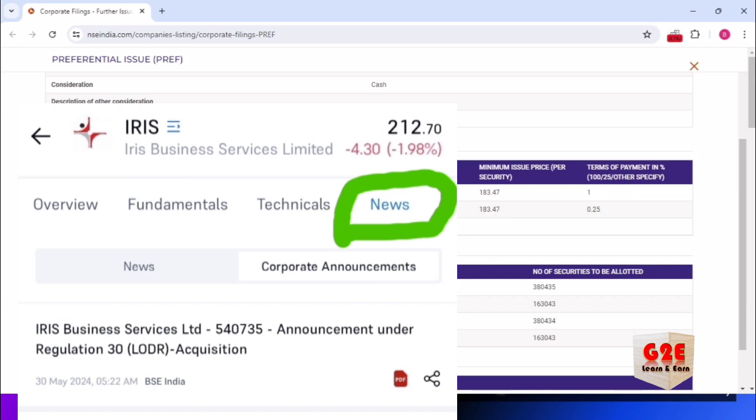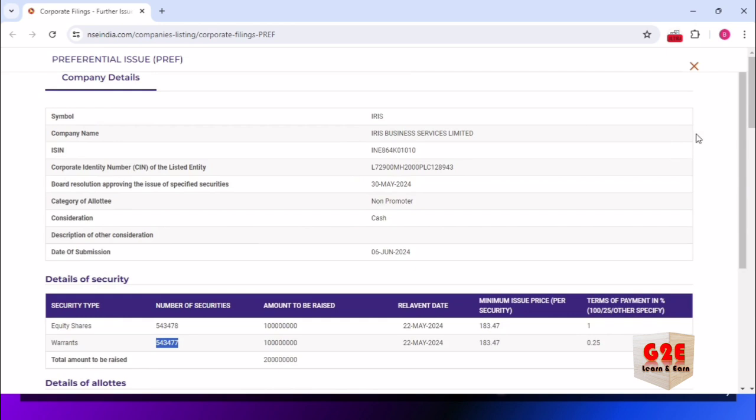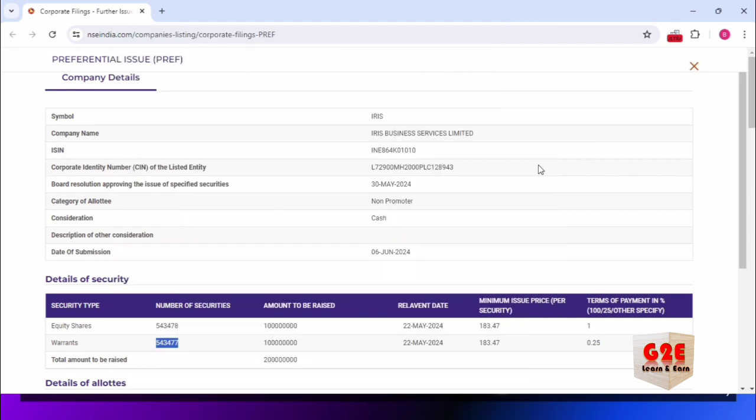So how do you know a preferential issue happened for a company? If you're trading any company's shares, you can go under the news tab and look for this information. It will be available as the announcement under regulation for preferential issue. This announcement comes automatically, and you can also check this page on NSE. All the information will be available.